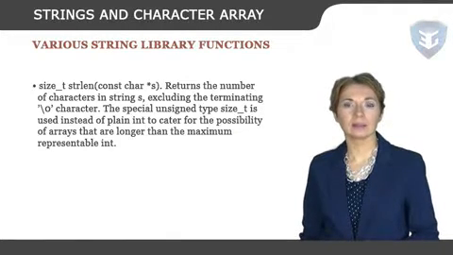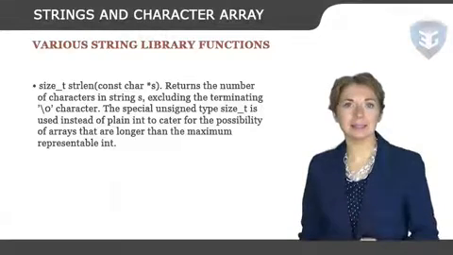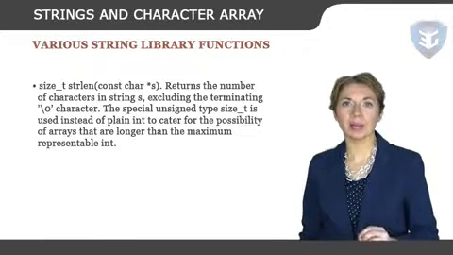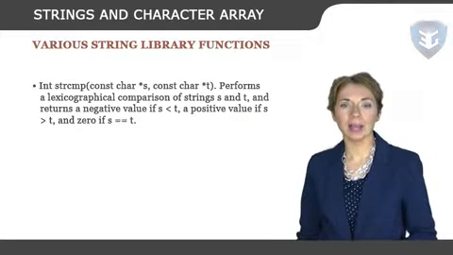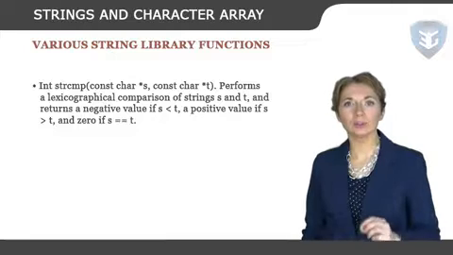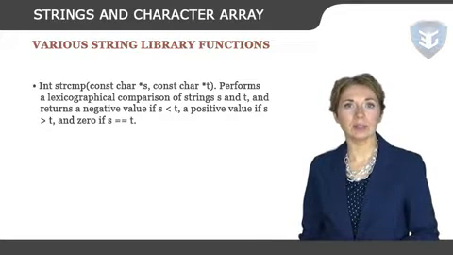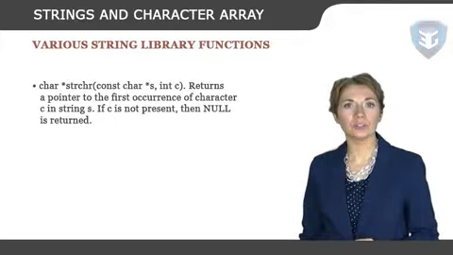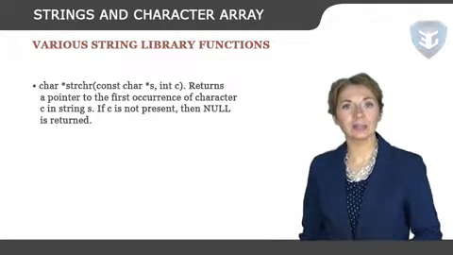size_t strlen(const char *s) returns the number of characters in string s, excluding the terminating null character. The special unsigned type size_t is used instead of plain int to cater for the possibility of arrays that are longer than the maximum representable int. It returns the length of string s1. int strcmp(const char *s, const char *t) performs a lexicographical comparison of strings s and t and returns a negative value if s is less than t, a positive value if s is greater than t, and 0 if s is equal to t. It returns 0 if s1 and s2 are the same, less than 0 if s1 is less than s2, and greater than 0 if s1 is greater than s2.